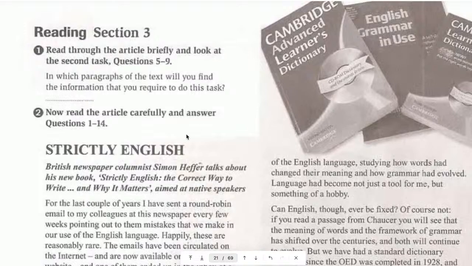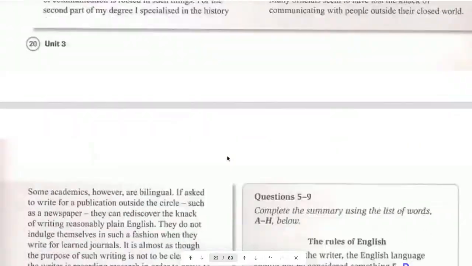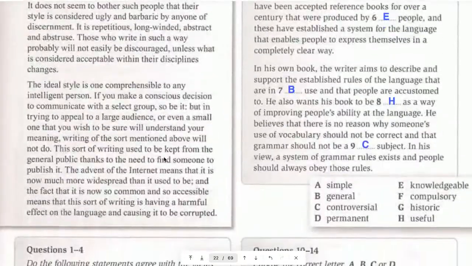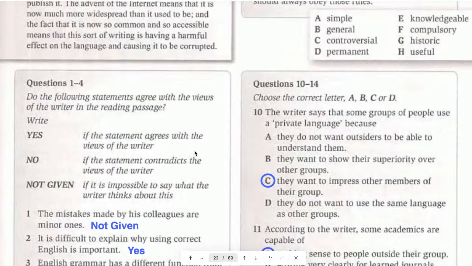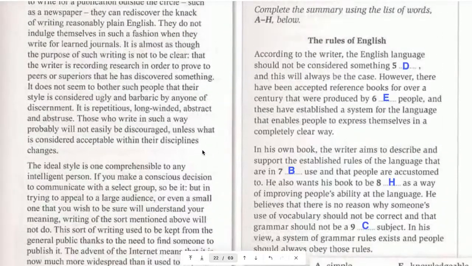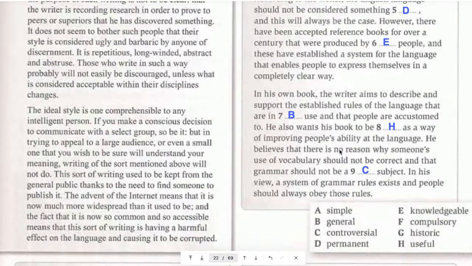Alright, let's continue with this reading section. Yesterday we already fixed a few questions, 1 to 4, right? So 1 is not given, 2 yes, 3 no, and 4 yes. I already explained everything to you. Now let's move on to questions 5 to 9.